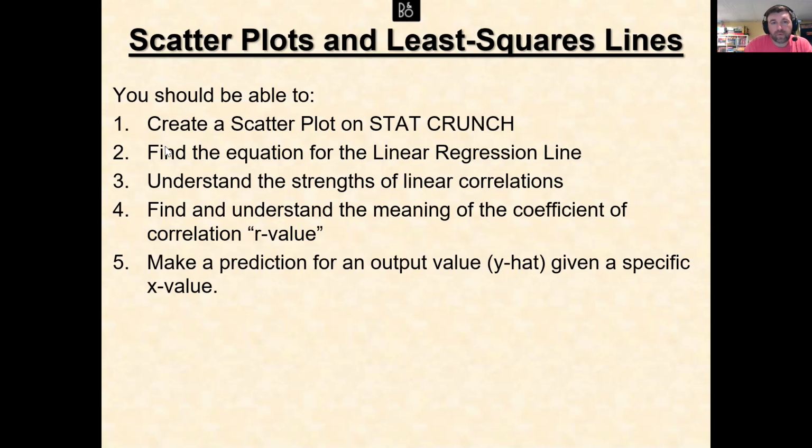Okay, so creating a scatter plot on StatCrunch is something you want to make sure that you're able to do by the end of this week. Find the equation for the linear regression line, which comes right from StatCrunch. Understanding the strengths of linear correlations, the different R values. Find and understand the meaning of the coefficient of correlation, the actual R value, understanding what that tells you. And then being able to make a prediction for an output value or Y hat given a specific X value. So these are all things we're going to see and talk about in the PowerPoint and things we will practice going into next week.